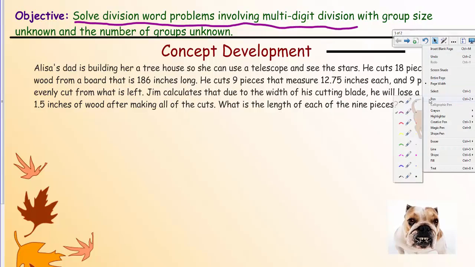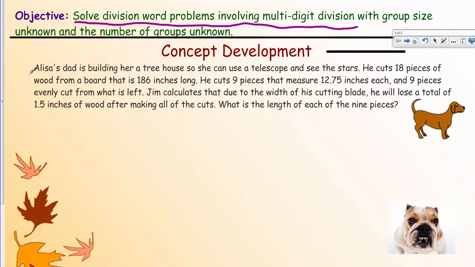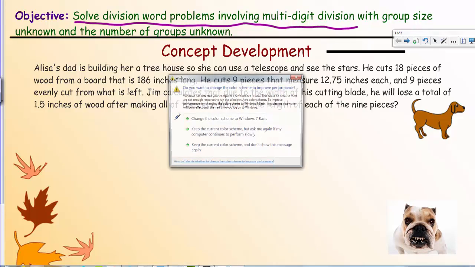Anyway, let's go ahead and get to the problem here and see what we have. We have Alyssa's dad is building her a treehouse so she can use a telescope and see the stars and invite all her friends. That would be really cool. It says that he cuts 18 pieces of wood from a board that is 186 inches long. He cuts 9 pieces that measure 12.75 inches each, and 9 pieces evenly cut from what is left.